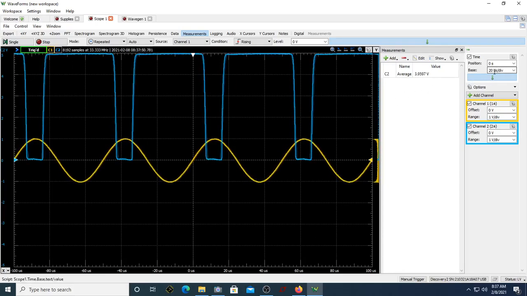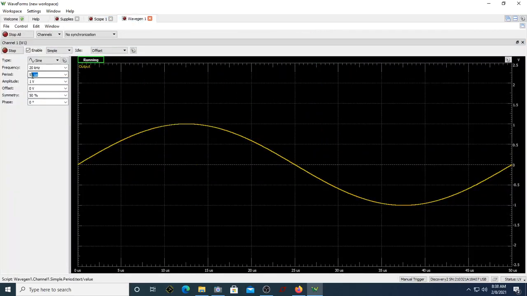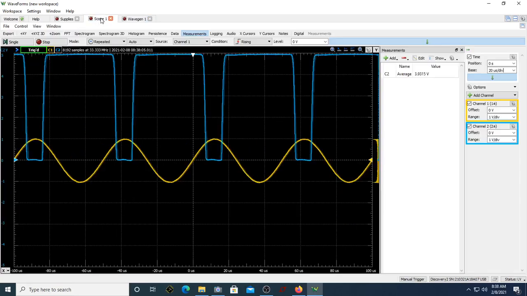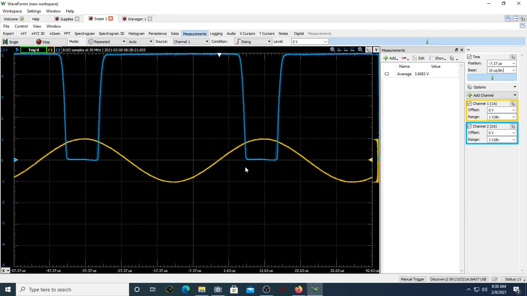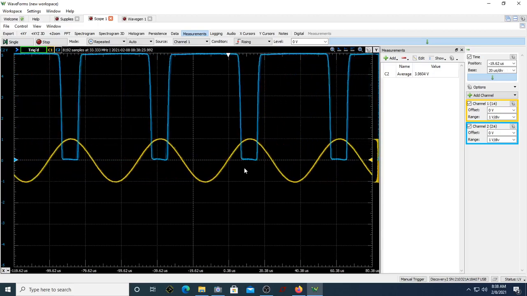So 10 into 20 micro, the total time is 200 microsecond. In 200 microsecond I can see 4 cycles, because each cycle requires 50 microsecond. Can you see here, this is 1, 2, 3, 4. You are seeing 4 cycles. If you want to see only one cycle, then you make it 5 microsecond per division. Now you're seeing only one cycle. This is the negative half, that's the positive half. So you try to see at least 4 to 5 cycles so that you can be very comfortable.